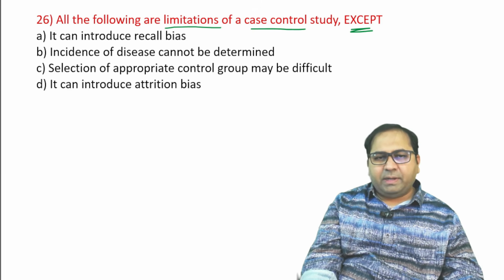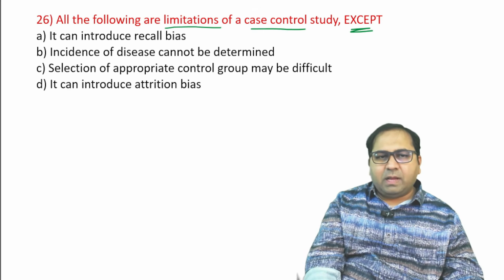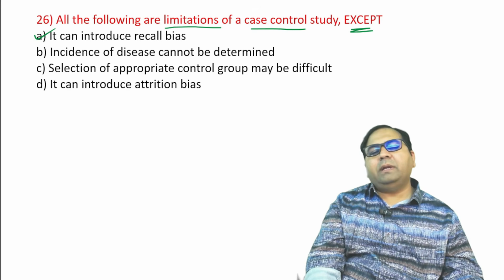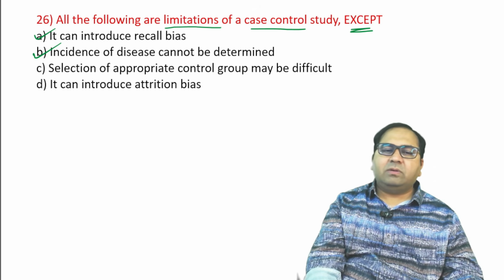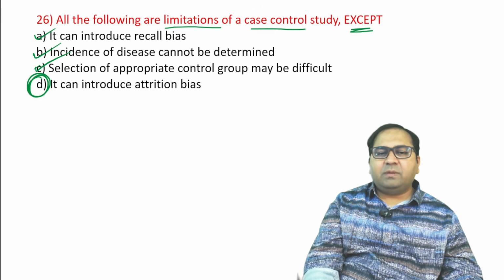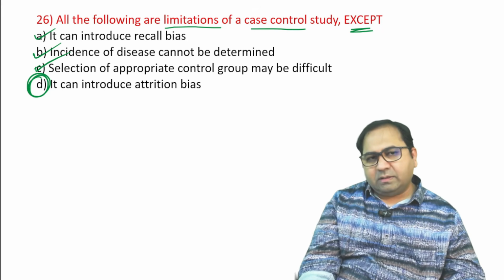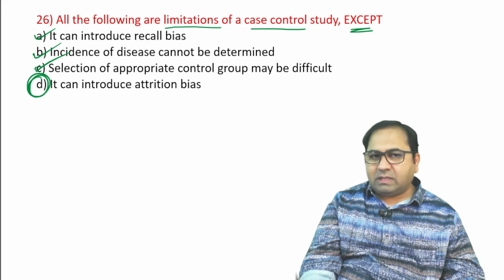So what is not a limitation? Let us see the options again. It can introduce a recall bias. Yes, it is a limitation. Incidence of the disease cannot be determined is a limitation of a case control study. Selection of appropriate control group may be difficult. Yes, even this is a limitation in the case control study. So we got the answer that it can introduce attrition bias is not a limitation of case control study. Please remember the question and also the answer.